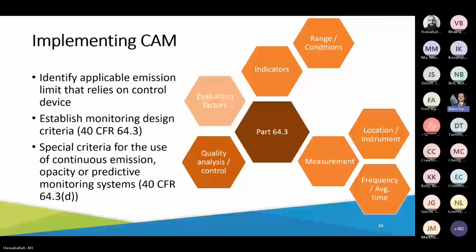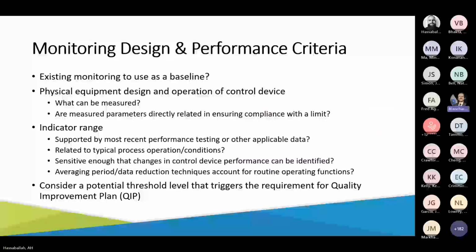Looking further at the monitoring design and performance criteria, is there any existing monitoring to use as a baseline? Instead of reinventing the wheel, can we look at what's already there and use that instead of giving us extra work to go through? What is the physical equipment design and operation of the control device? What can we actually measure that is relative to the emission limit or standard applicable here? Are the measured parameters directly related in ensuring compliance with the limit or not?